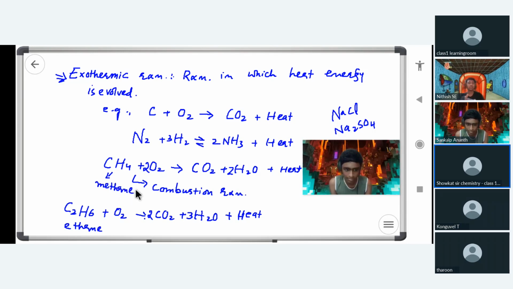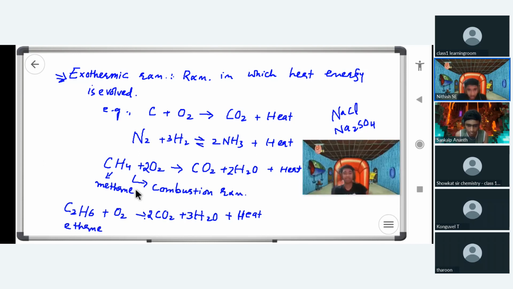C2H6 plus... one second, sir. How many oxygens will I write here? Sir, 7 by 2. Exactly, you can write 7 by 2, but that is not the better way to balance. You have to remove this fraction, as I have already told you, and multiply everything by 2.